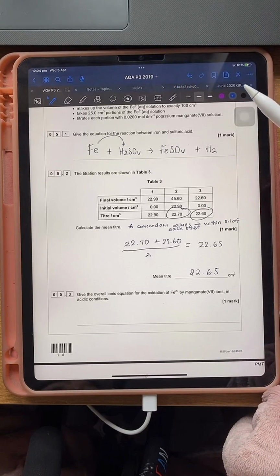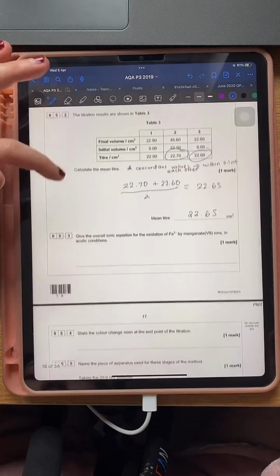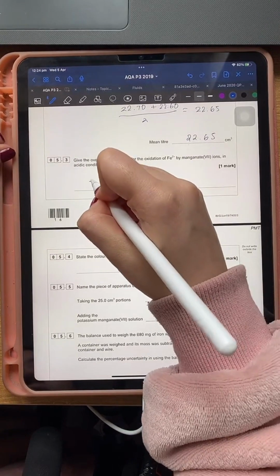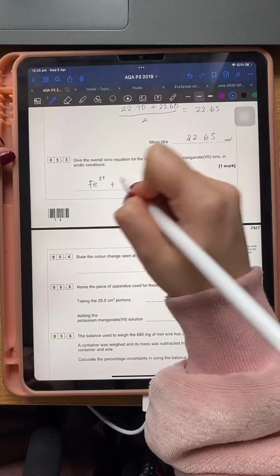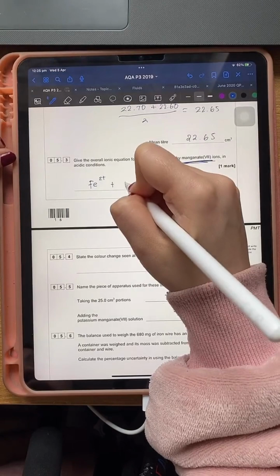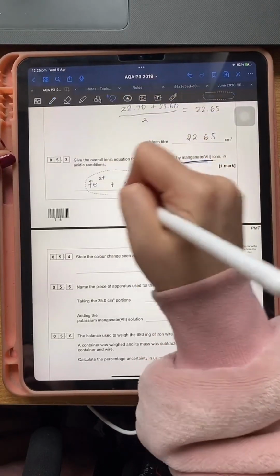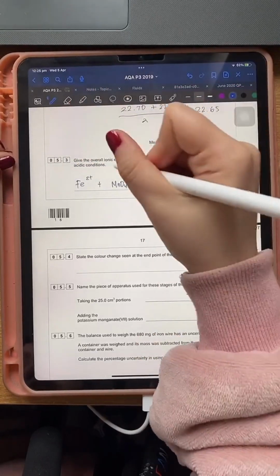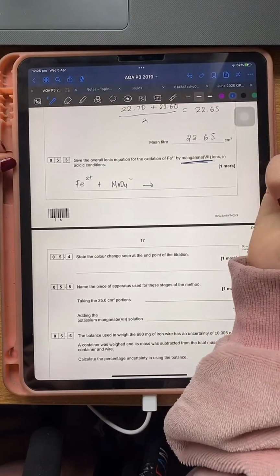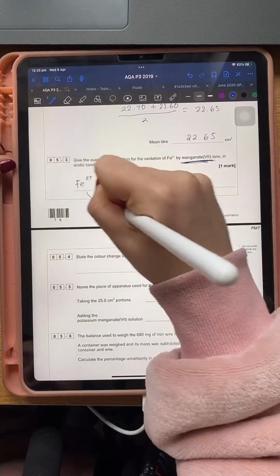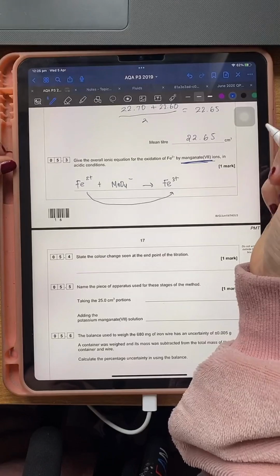Give the overall ionic equation for the oxidation of Fe2+ by manganate ions in acidic conditions. Okay, so we have Fe2+ with manganate ions, that's MnO4-. So let's make the ionic equation here. First things first, we know that's going to oxidize it to Fe3+. So find the change in the electrons first. So in here, you will lose 1 electron.